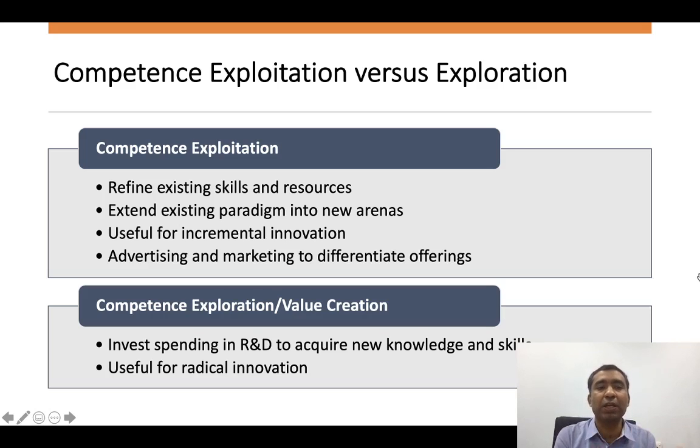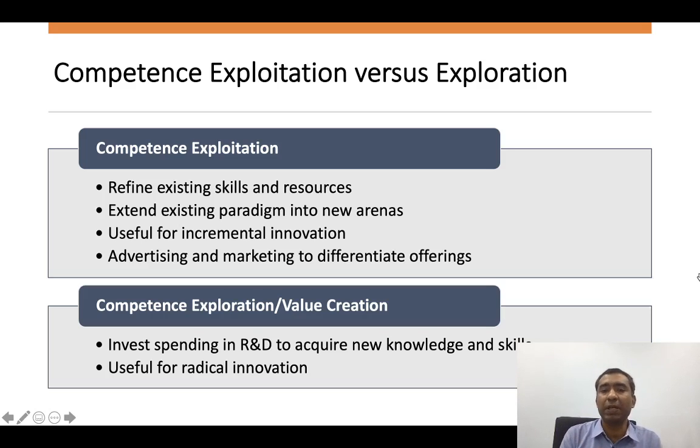Okay, so you can develop new competencies, and this exploration of competencies will allow you to go for radical innovation or breakthrough innovation. You may be able to produce something new to the market. That is also an important part of your exploitation and exploration.